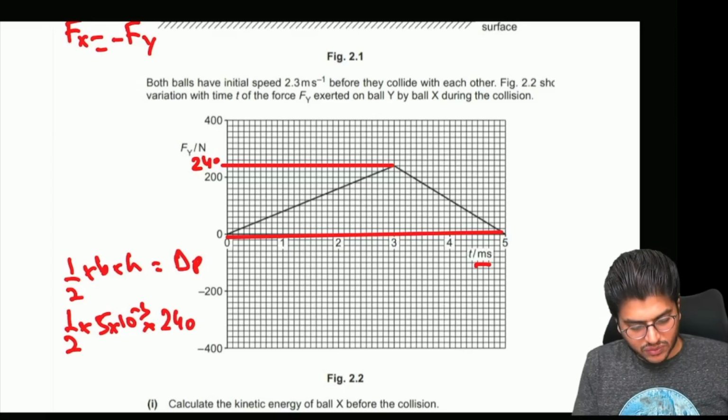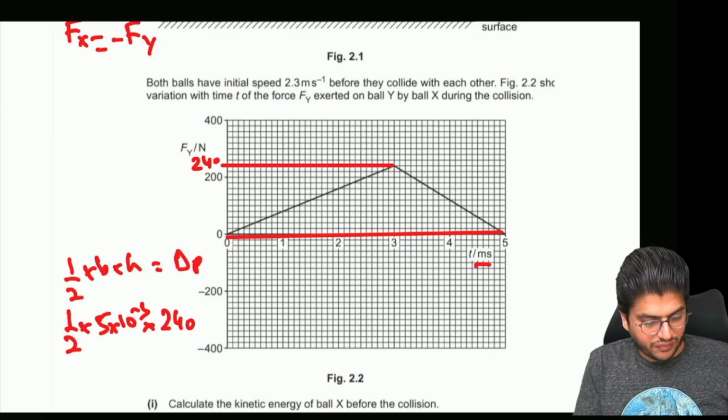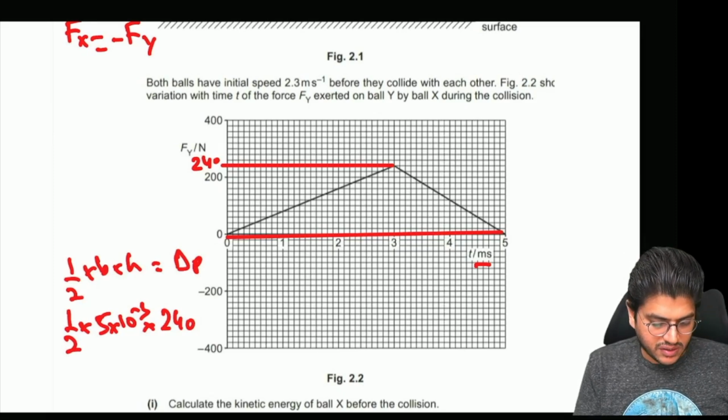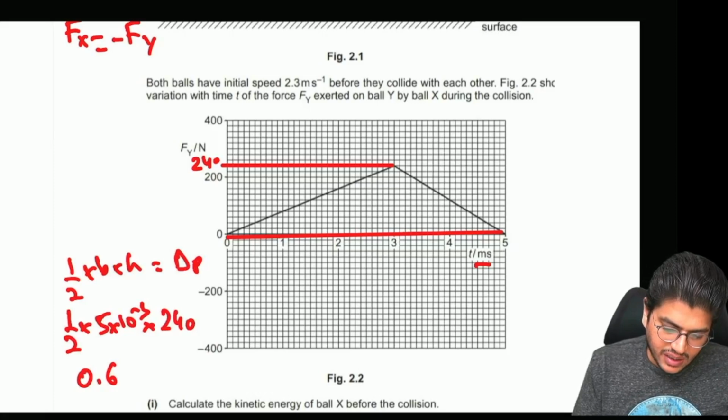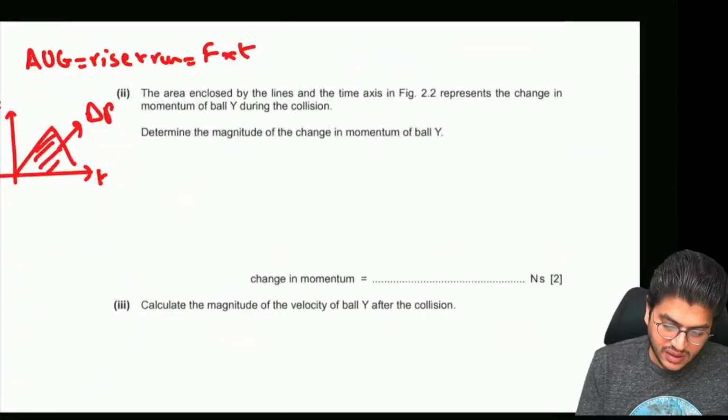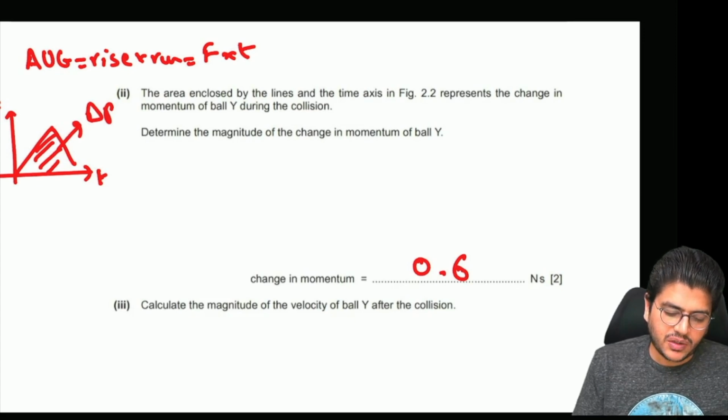And you can again do this in the calculator. Half into 5 into 10 to the minus 3 into 240, and you get 0.6 newton seconds. 0.6 newton seconds. All right.